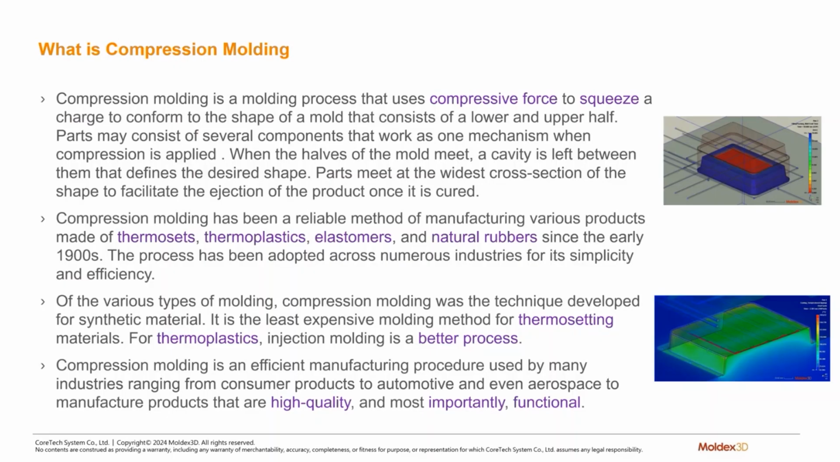The first topic is the introduction of compression molding. As we know, compression molding is the molding process in which the operator puts the material, which we call the charge, into the mold, then closes the mold and squeezes the charge into the cavity. In compression molding, we can use thermoset material, thermoplastic material, elastomer material, and natural rubbers.